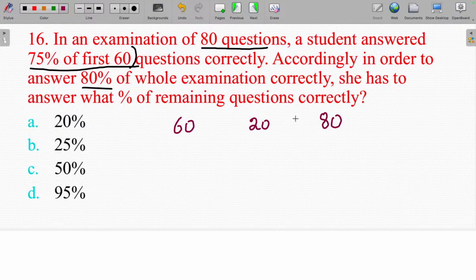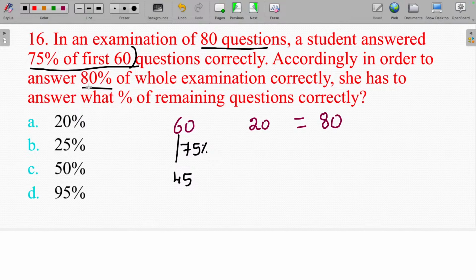Yes or no? Reply. Yes, sir. Then in the first paper, how much percentage did you score? I have scored 75%, which means 3/4. 3 by 4 of 60 questions means 45 marks. I have scored 45 marks correctly from this statement.